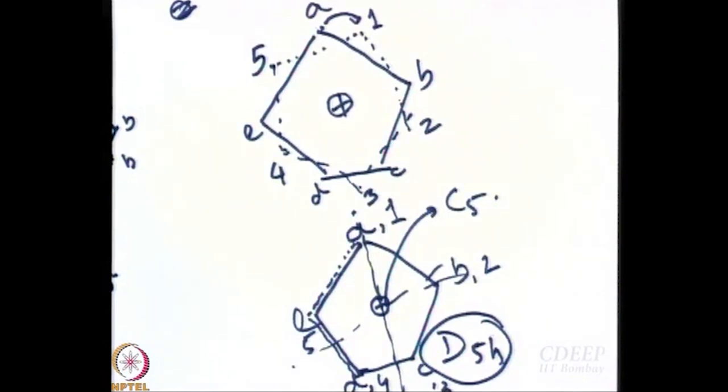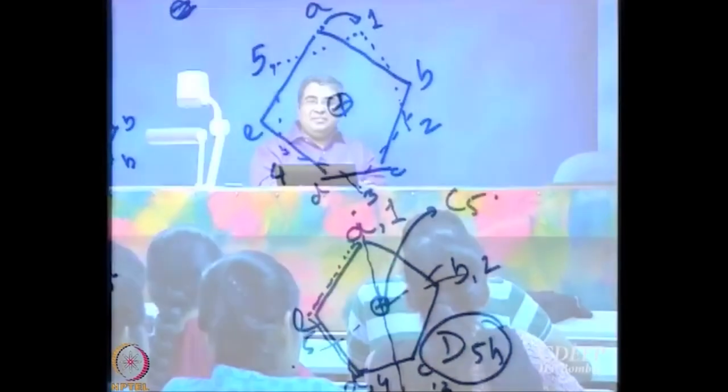So, by how much have I turned one ring with respect to the other? 36, right? I'm going from ruthenocene to ferrocene. What is the angle of twist I have given? Keeping one fixed, by how much have I rotated the other one? 360 by 10, right? Well, if you give 360 by 5, once again you will have a ruthenocene kind of structure, okay? You have rotated by 36 degrees.